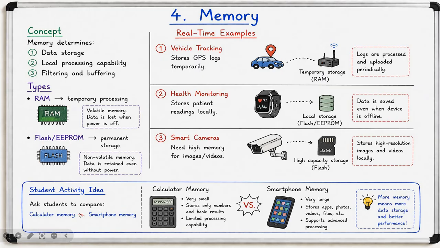Suppose students are asked to compare the calculator memory and the smartphone memory. Here the calculator memory is very small and it can perform only simple calculations, whereas the smartphone memory is large, allowing it to store apps, photos, videos and perform complex tasks.